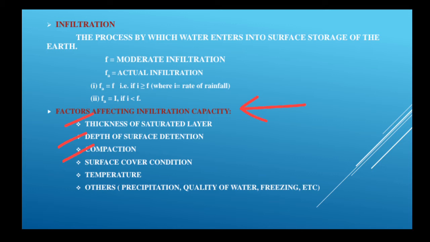Compaction is nothing but decreasing the pores in the soil. Pores means holes. So if the holes in the soil are very few, then infiltration is very less. If the holes present in the soil are more, infiltration is more. So based upon that context, if compaction is more in the soil, infiltration will be less.